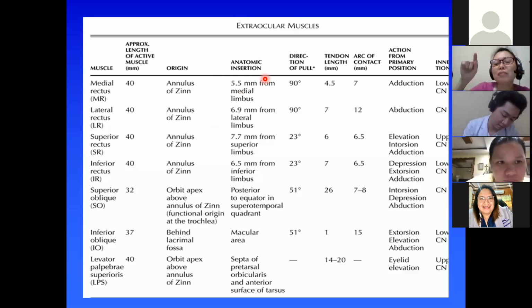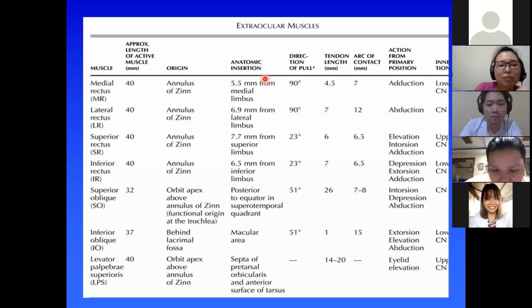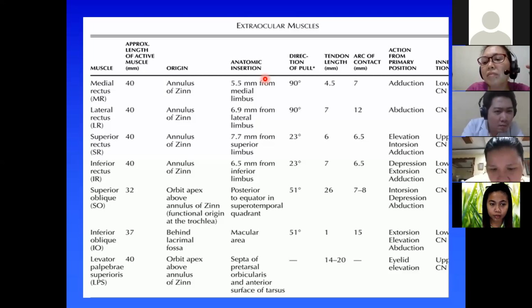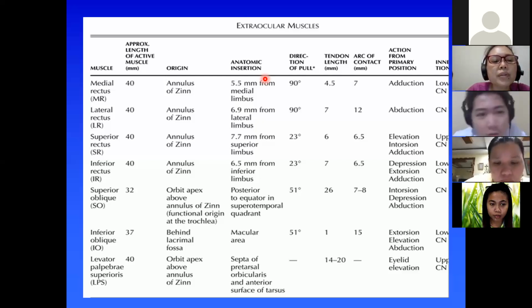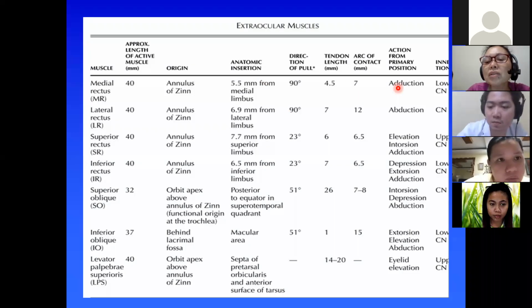That's medial 5.5, inferior 6.5, lateral 6.9, superior 7.7. Okay? So, look at the medial rectus has only one action, only adduction. Your lateral rectus has only abduction.